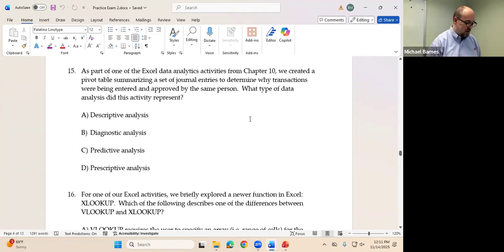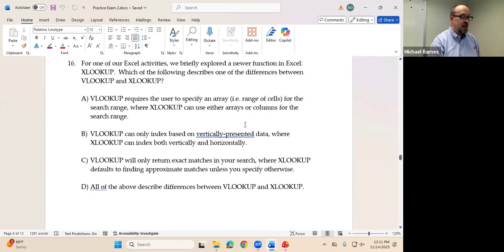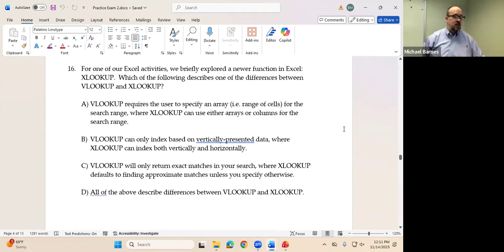A diagnostic analysis. For one of our Excel activities, we briefly explored a newer function in Excel, XLOOKUP, which the following describes one of the differences between VLOOKUP and XLOOKUP. It says, Dr. Barnes, why are you teaching us about VLOOKUP? That's boomer Excel. Because I'm the instructor, I get to do what I want, okay? But I do think this is a critical one to understand because XLOOKUP has some very big advantages over VLOOKUP. One of those advantages is presented here. So VLOOKUP requires the user to specify an array or range of cells, while with XLOOKUP, you kind of use arrays or columns for the search range.